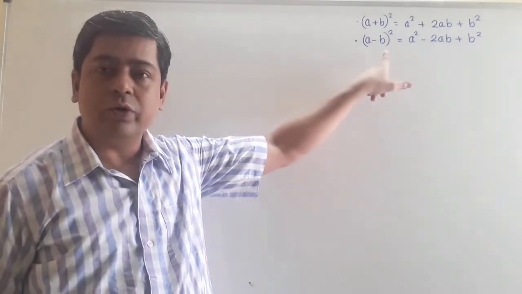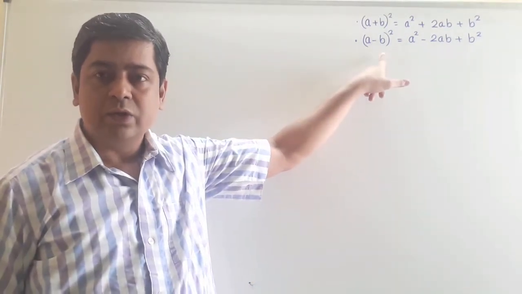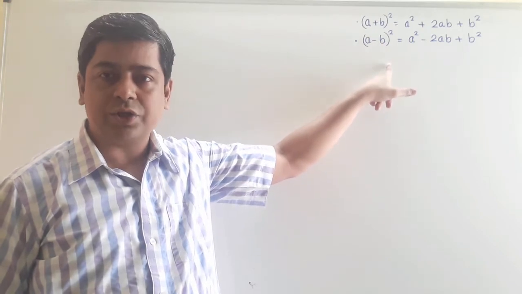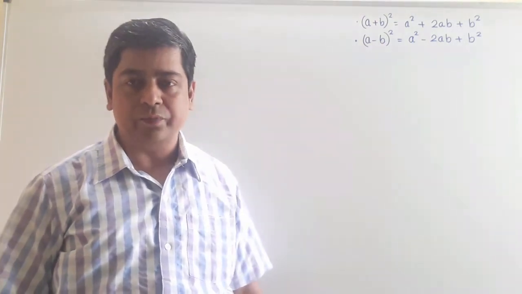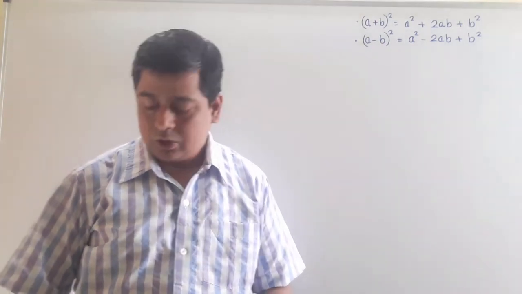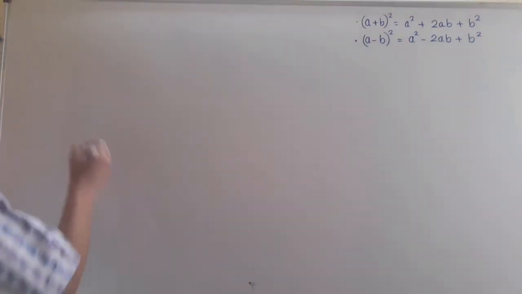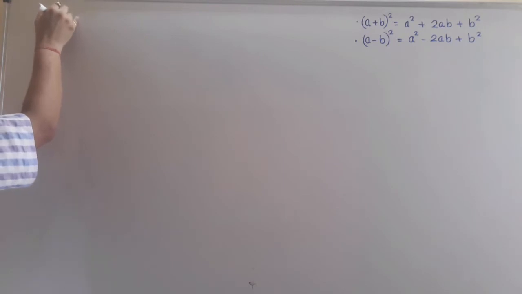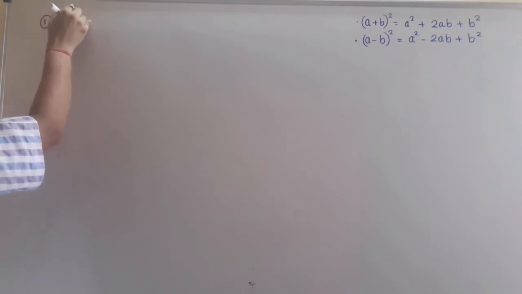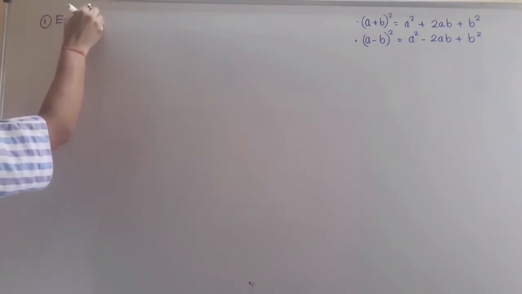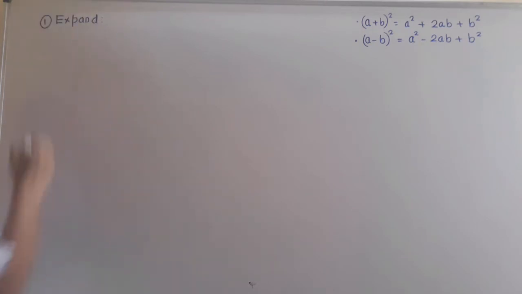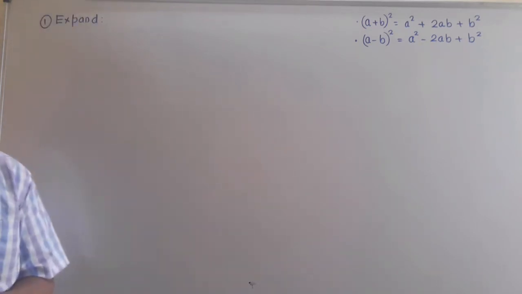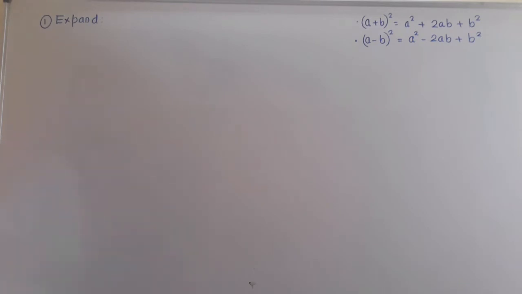First of all, we are going to use these two formulas. So based on that, let us see the questions that we are going to solve now. Question number 1: in the first question they are saying expand with the help of identities. So we have to give the expansion of the given algebraic expression with the help of identities.